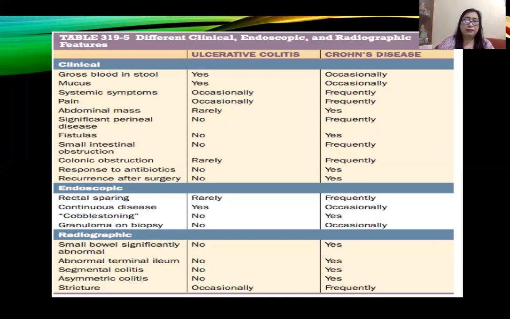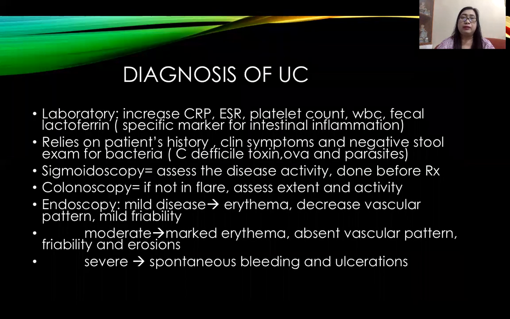On X-ray, okay, you don't appreciate the abnormalities in your terminal ileum. You don't appreciate segmental colitis or asymmetric colitis, and small bowels are not affected. All of these are characteristics of Crohn's disease. Okay? As for development of stricture, both may develop stricture, but this is more common again in Crohn's disease rather than ulcerative colitis.